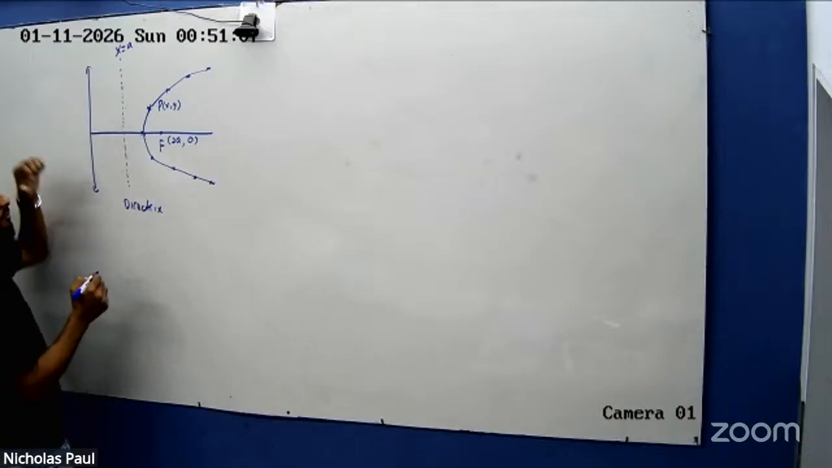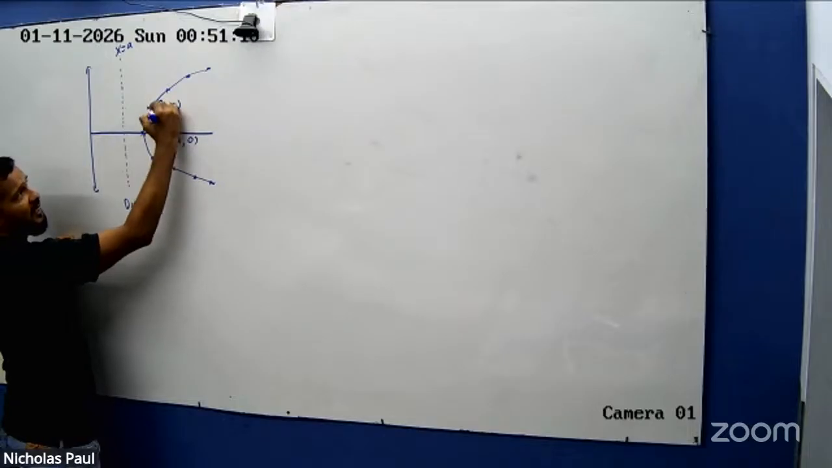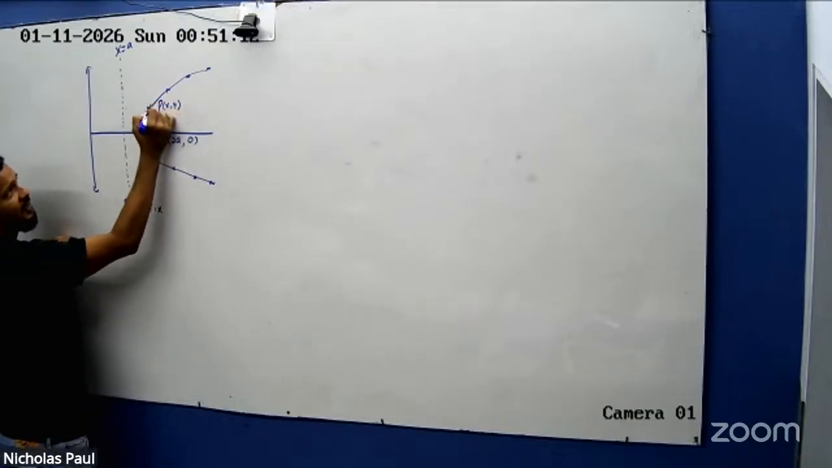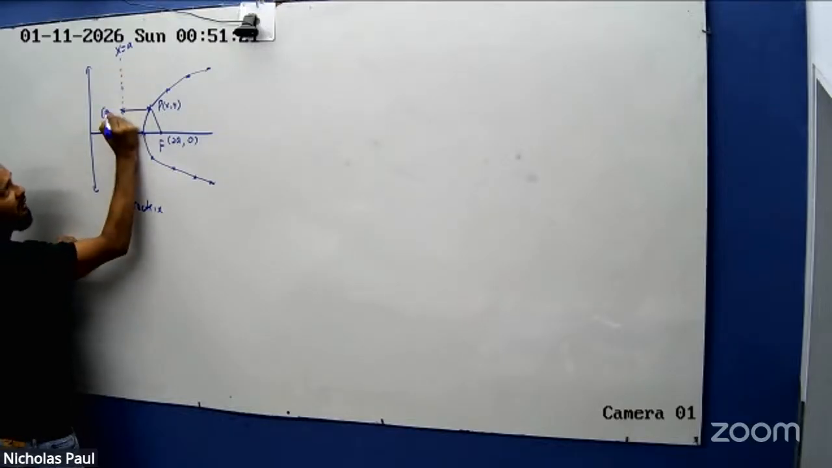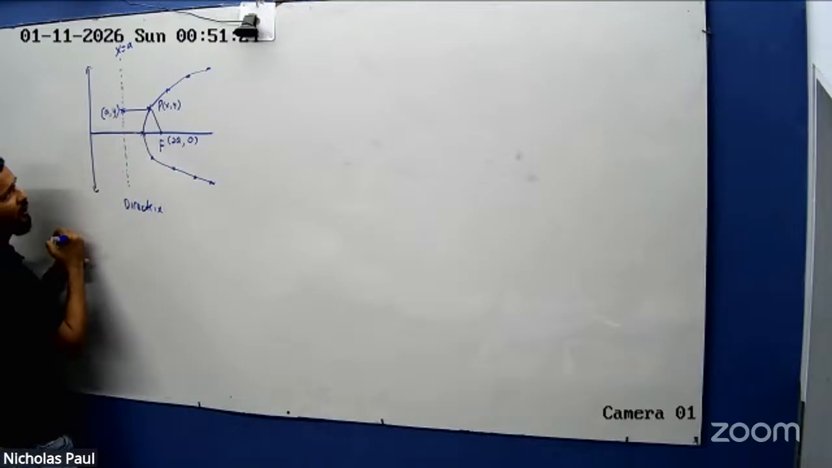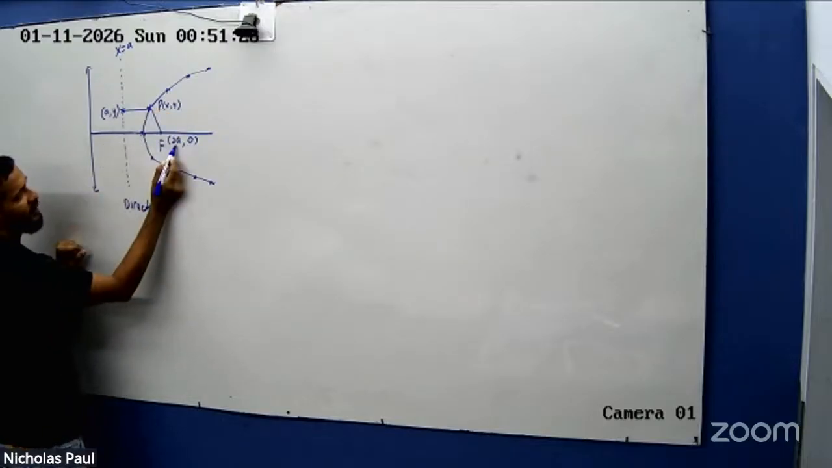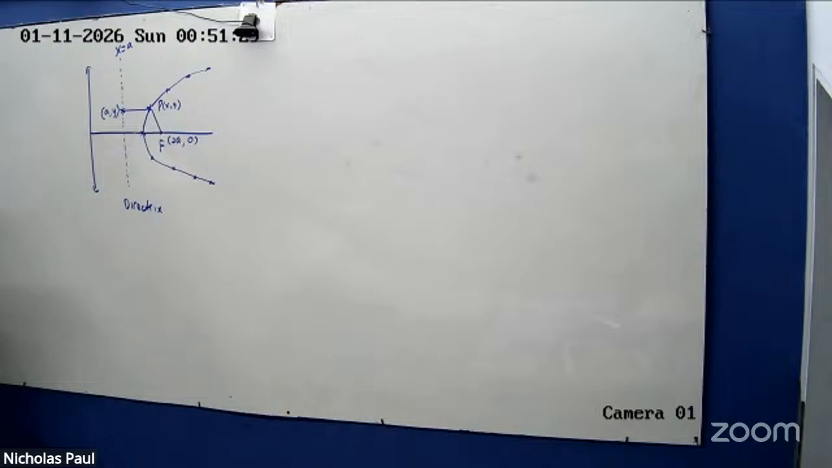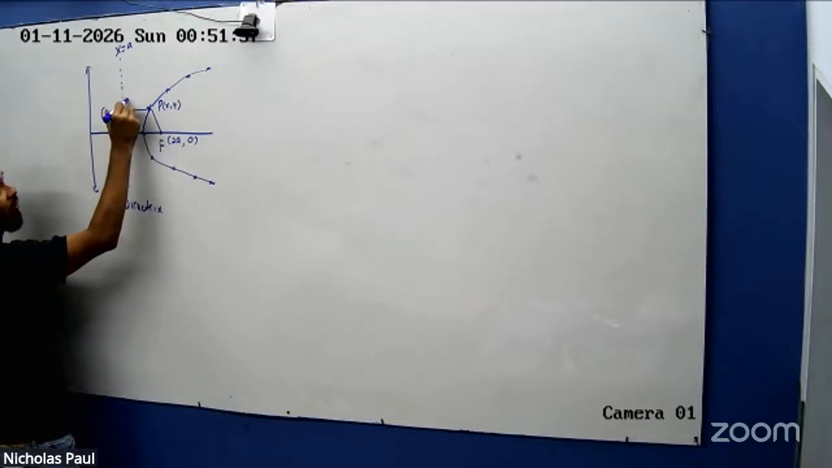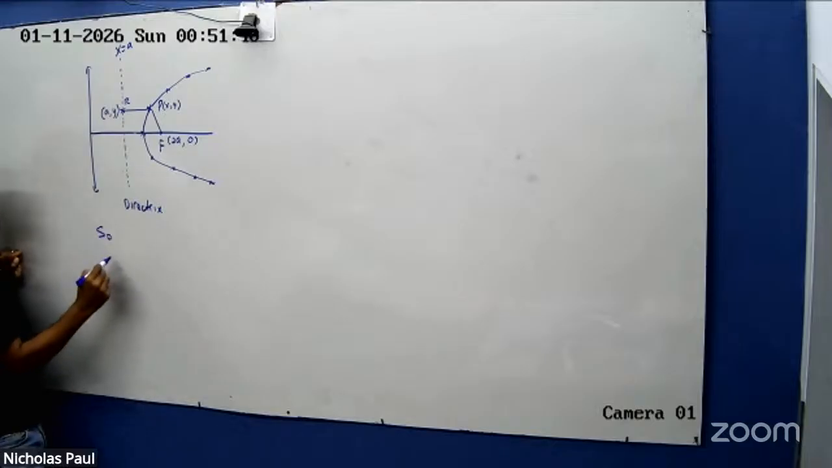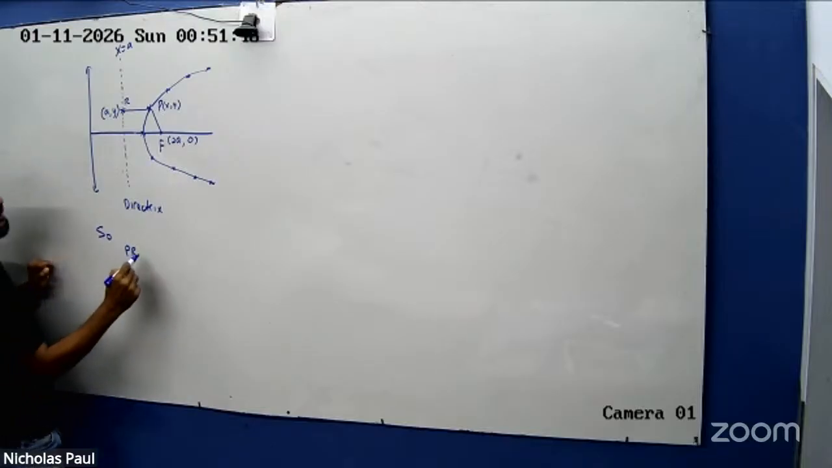Let's see if we can develop an equation. We said that the distance from here to here is the same as the distance from here to here. So this point here will more than likely be a, y. This point is x, y, and this point is 2a, 0. Let's call this P, F, and this R. So what do we know? We know that PR is equal to PF.